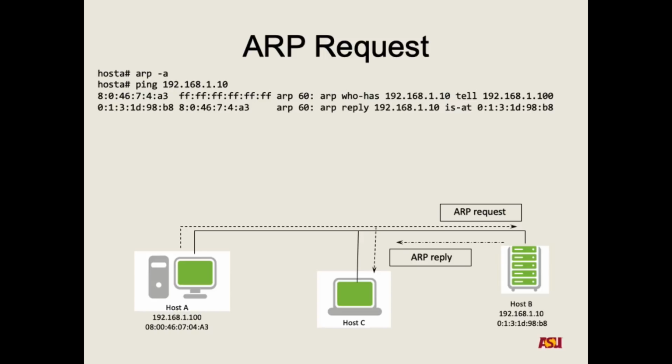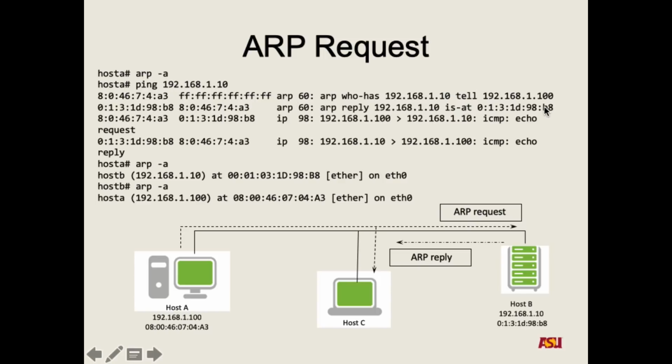Host B will then reply, from this MAC address to this MAC address, saying .10 is at this MAC address. And then finally the IP packets can start flowing. These are the different IP packets that are sent. Now on both machines we can check their ARP tables, and they actually know about each other. So what does this mean that host B is doing during this communication?